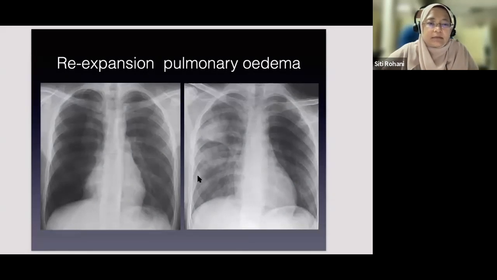So of course, when we want to give a differential for this one, if you only have this X-ray, this opacity, there are a lot more differentials. But in this individual case, this is caused by re-expansion pulmonary edema.